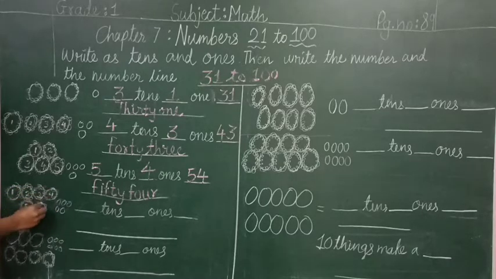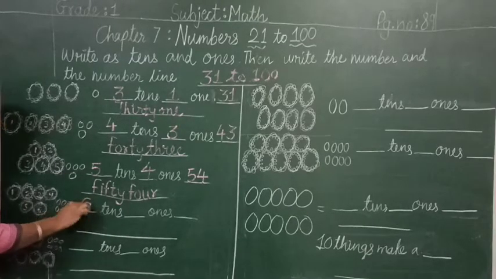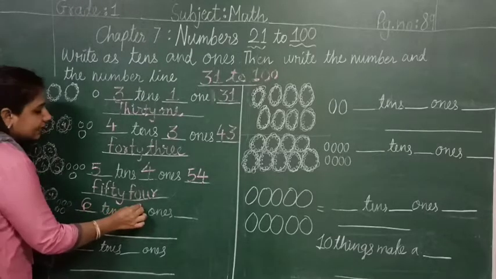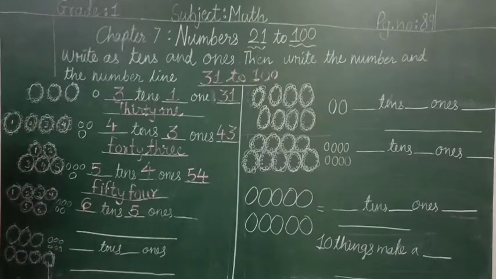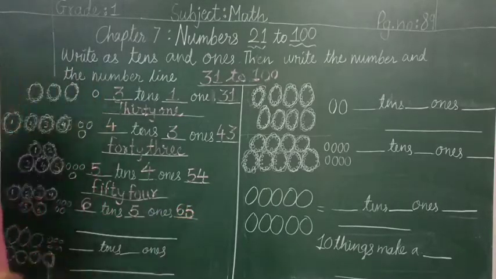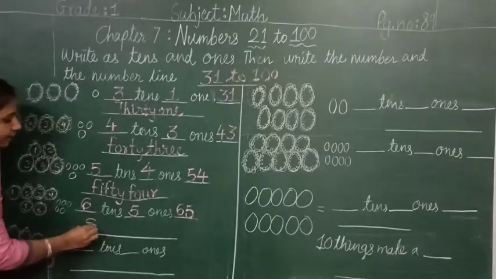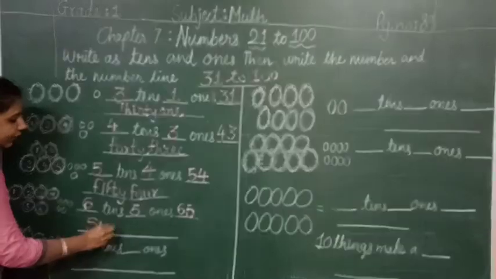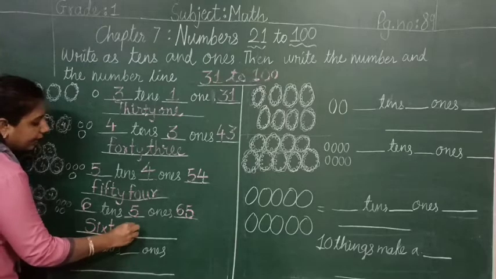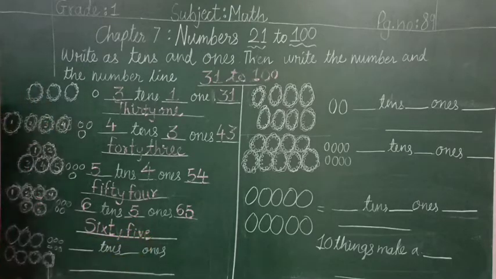1, 2, 3, 4, 5, 6. How many tens? 6 tens. So what will you write here? 6 tens and how many ones? 1, 2, 3, 4, 5. 6 tens and 5 ones makes 65. 6 and 5. 65. What is the spelling of 65? Don't forget to write. F-I-V-E. 65.